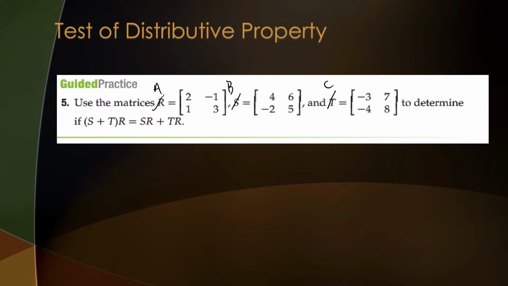So let's see, if we relabel these, then this S is going to become matrix B plus C times R. And we're trying to figure out, does that equal BA plus CA? Okay, so we relabeled our matrices to fit our calculator, A, B, and C. And now we're going to go in there and do a test of the distributive property. Let's head over to the calculator.